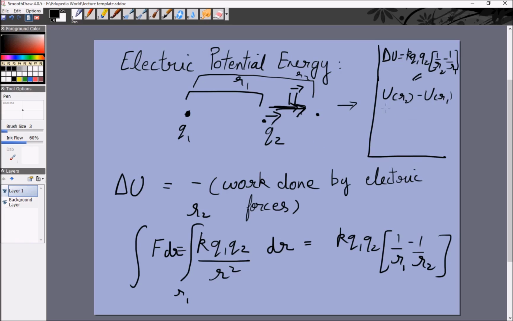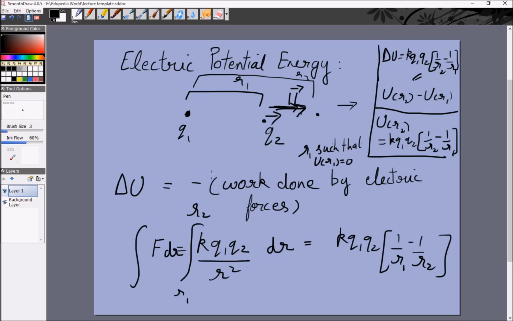Now often what we'll do, just like in the case of gravitational potential energy, is take a standard reference point to have the potential energy 0. So we'll take an R1 such that U(R1) is 0. What that will give us is U(R2) is equal to K Q1 Q2 times (1 by R2 minus 1 by R1). Right, so it simplifies it a little bit. We've gotten rid of the second R1 term.